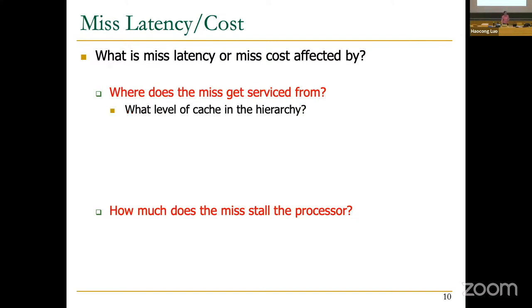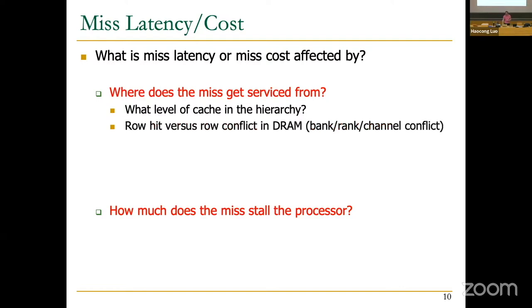The miss can get serviced from the next level in the cache hierarchy, right? If you get an L1 cache miss, the next access to the L2 can be a hit. Then it's a short latency cache miss. But the miss can also go all the way out to remote memory. In that case, it's a long latency cache miss. And if it goes to DRAM, it could be a row hit. Remember the DRAM lecture that we had? You can have a row hit versus row conflicts. You can have conflicts in the rank and channel. All of those increase the latency of the cache miss that you're trying to bring into the cache hierarchy.